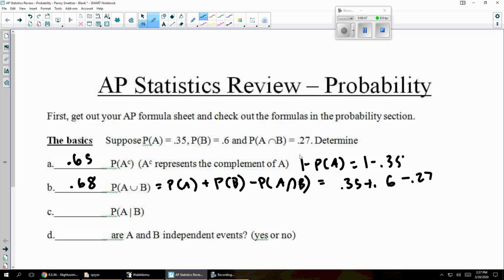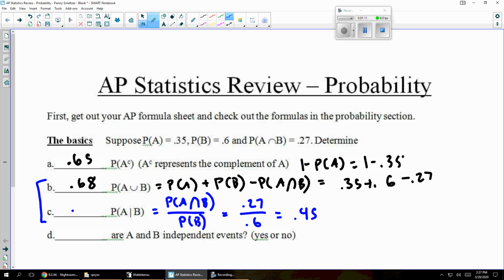Letter C uses the other formula. There's really two formulas in this kind of probability idea. The first one was on part B, and here's the second one. This is the probability of A and B over the probability of B. So here that's 0.27 over the probability of B was 0.6. You could reduce that out and get 0.45.